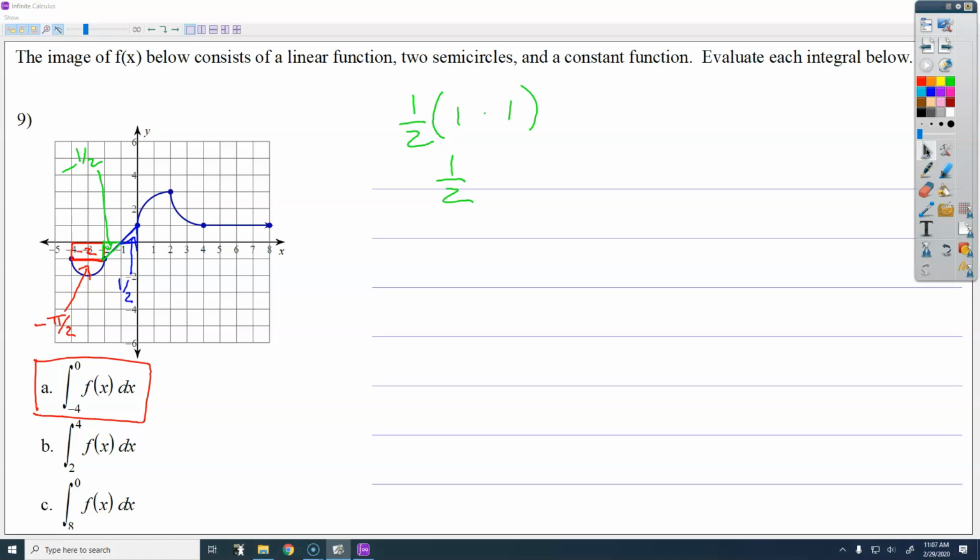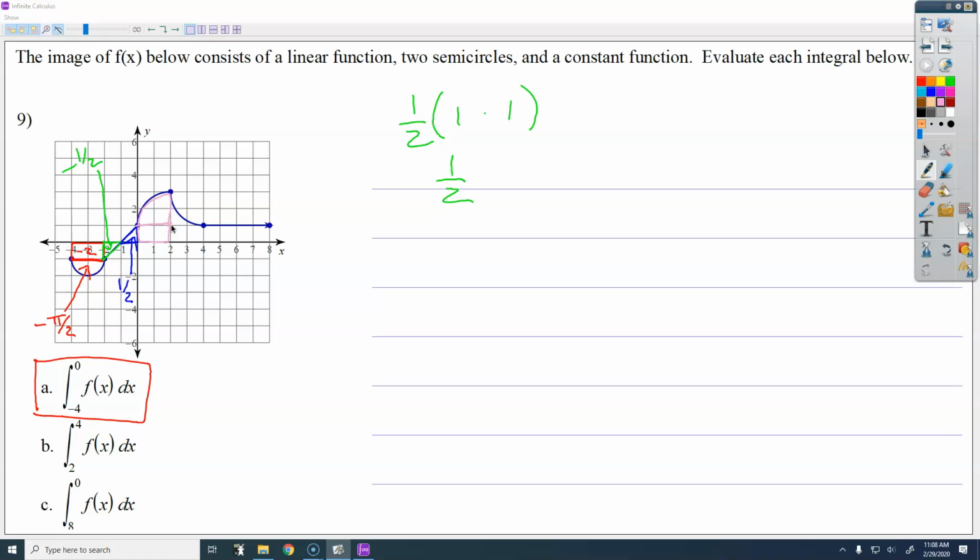Let's see, next part. This next interval here from 0 to 2 consists of a miniature little rectangle here and a quarter circle.